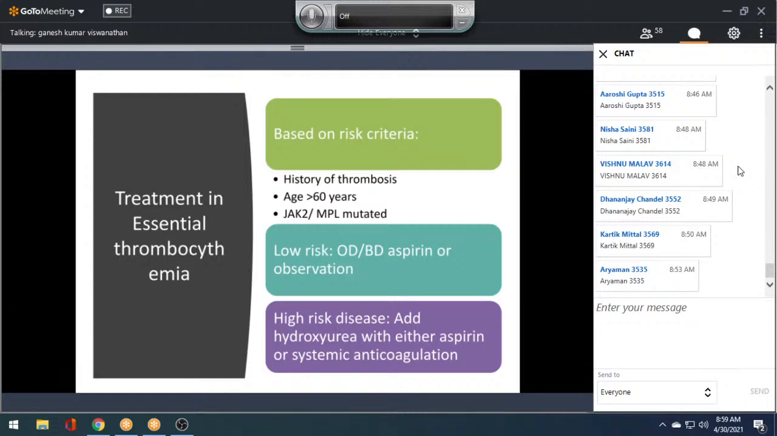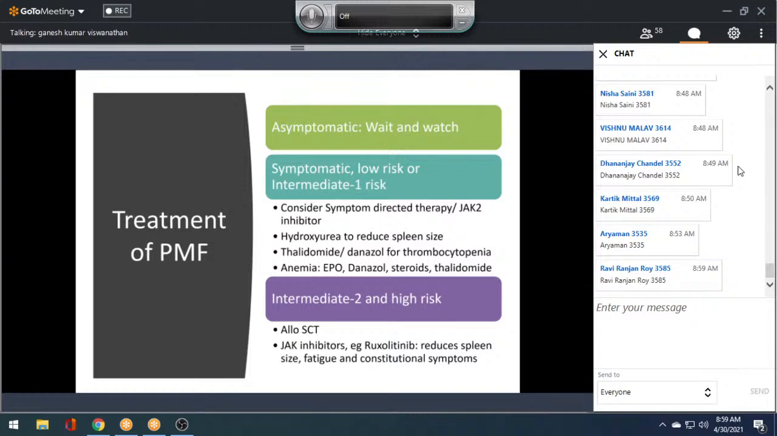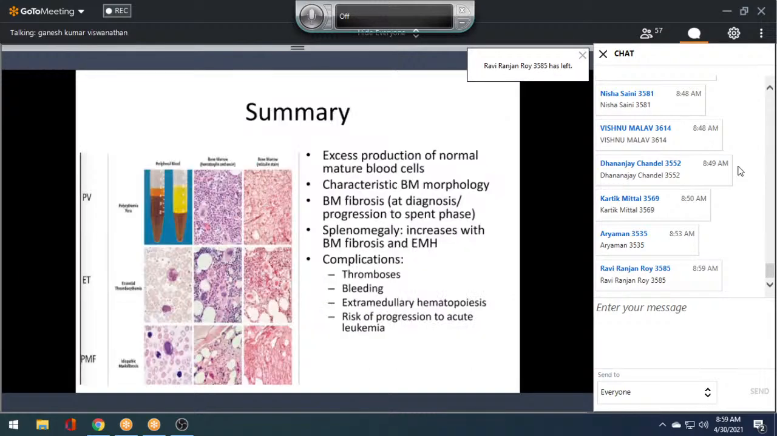In essential thrombocythemia, whether it is low or high risk, in low risk we just give aspirin, whereas in high risk we give hydroxyurea in addition to aspirin. Similarly in primary myelofibrosis, in low or intermediate risk, the treatment is to reduce the spleen size and give symptomatic treatment for anemia, whereas in high risk, a bone marrow transplant needs to be done.